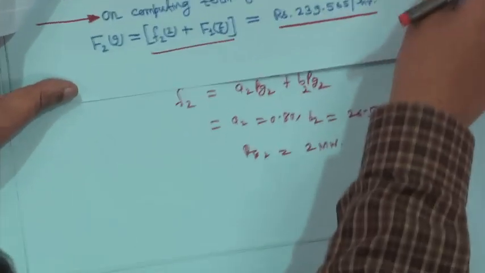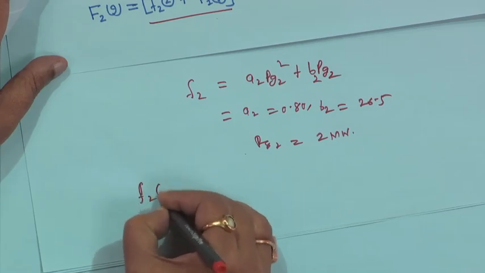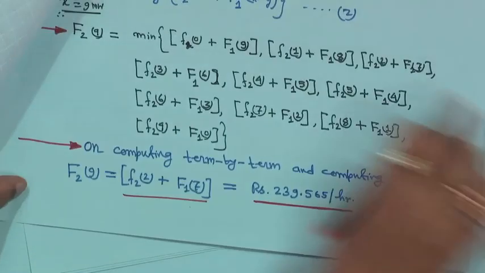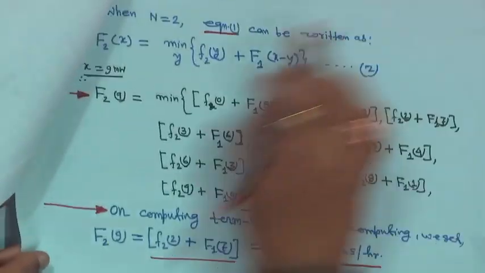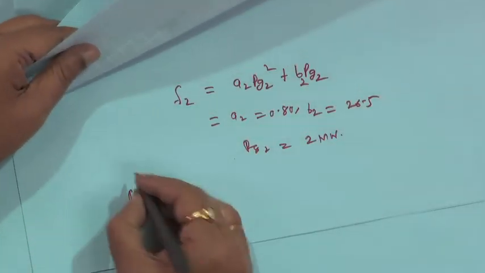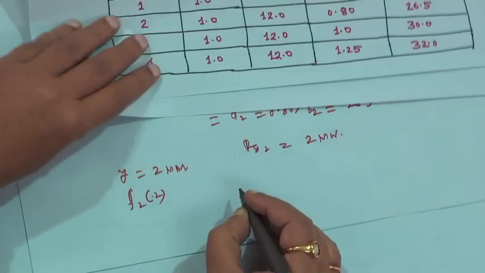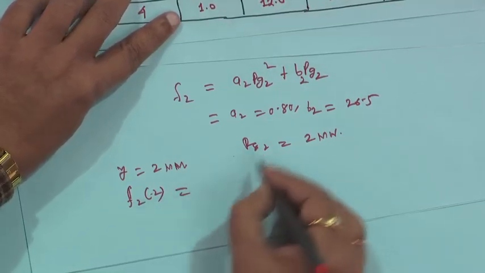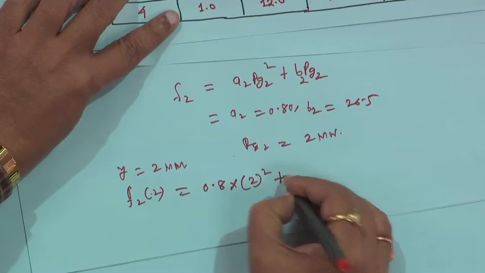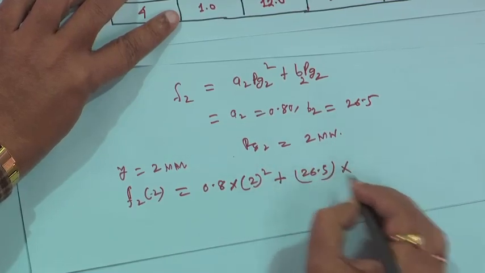That means you compute f22, where y is equal to 2 megawatt. Therefore, f22 will be a2, 0.8, into 2 square, plus b2, which is 26.5, into pg2, into 2. That is your f22.